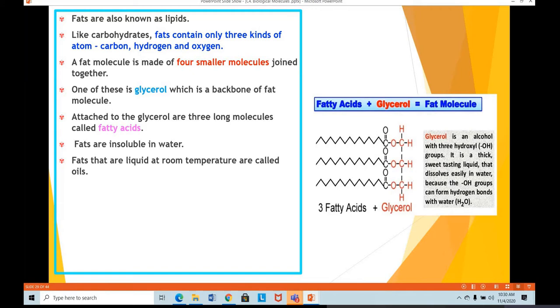So each fat molecule is made up of 3 fatty acids and glycerol, as you can see in this picture over here. So if you're being asked about the composition of a fat molecule, you will say it is made up of fatty acids and glycerol. Glycerol is an alcohol with 3 hydroxyl groups. It is a thick, sweet tasting liquid which dissolves easily in water. When it combines with 3 fatty acids, it becomes a fat molecule. And these fats are insoluble in water, of course, and fats which are liquid at room temperature are known as, what are they known as?